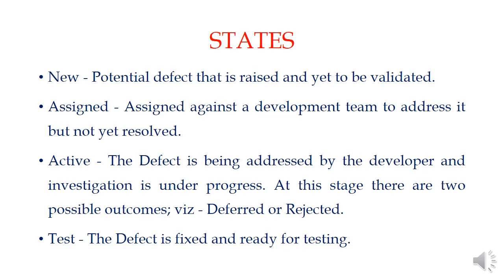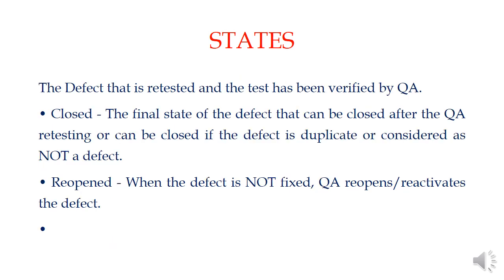What is new? A potential defect that is raised and yet to be validated, assigned to a development team to address it but not yet solved. Active is when the defect is being addressed by the developer and the investigation is in progress. At this stage, there are two possible outcomes: deferred or rejected. Test: the defect is fixed and ready for test. Verified: the defect is retested and the fix has been verified by the quality analyst. Closed is the final state of the defect, which can be closed after the quality assurance retesting or if the defect is a duplicate or considered not a defect.